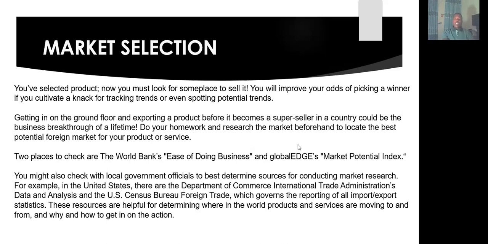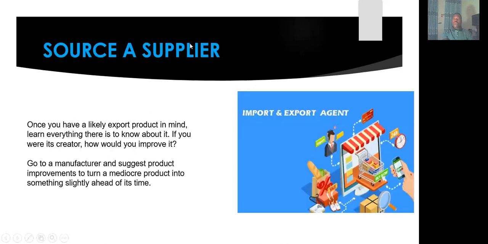So since it's very simple, the next thing you do is source a supplier. Let's assume that you have targeted the market, selected the product, and found the people that need this product, and they said, okay, we need cassava, we need 100 tons, we need 20 tons. So what do you do? Simply, you have to source for a supplier that has this product.